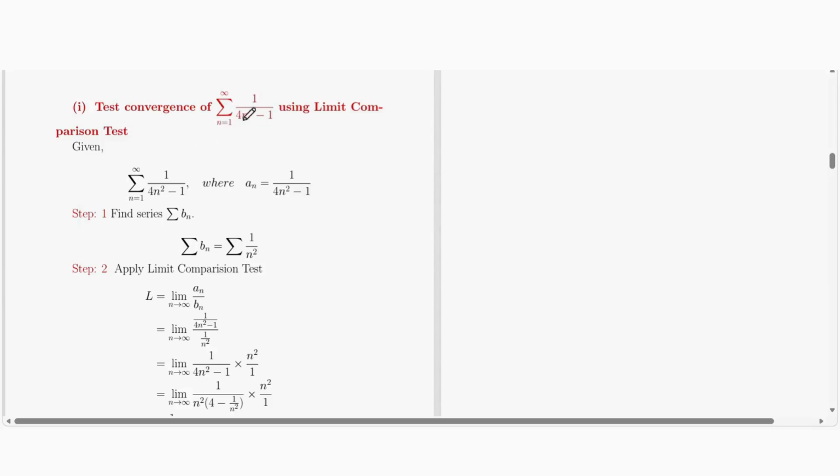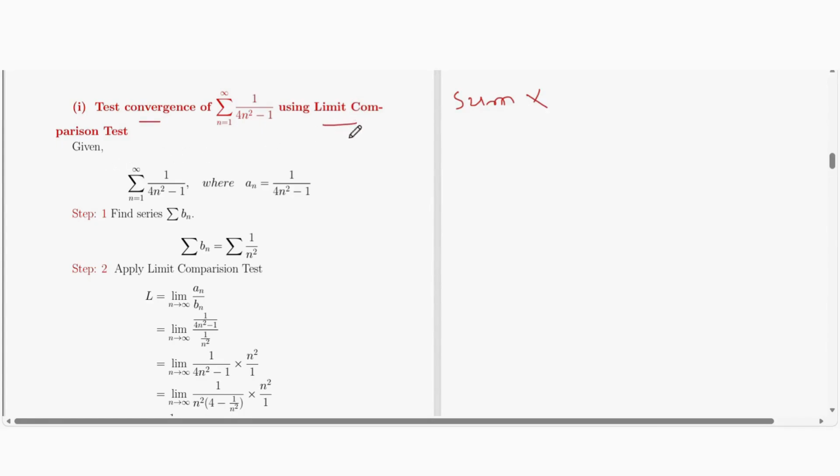Convergence of the series 1 upon 4n square minus 1. Now here in this sum only convergence is asked. In this sum we have to check only convergence. Here we do not have to find the sum. Sum is not asked. So that's why to solve this series we use the limit comparison test.